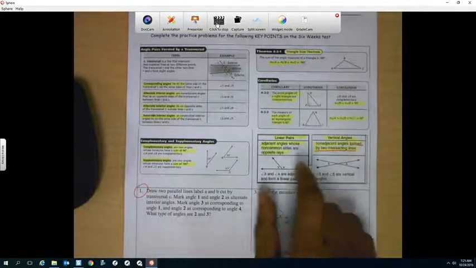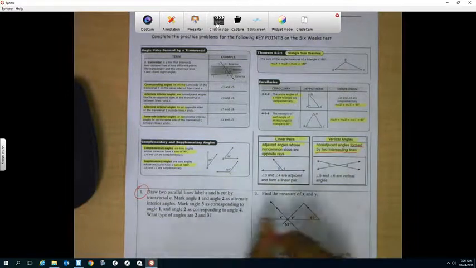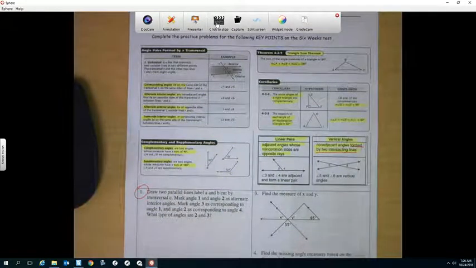This is what we did this 6 weeks: the triangle sum theorem. You don't need to really know this, it just helps you with problem solving. But you still need to know special types of angles like complementary, supplementary, and linear pair. So get this highlighted. Make sure you know.